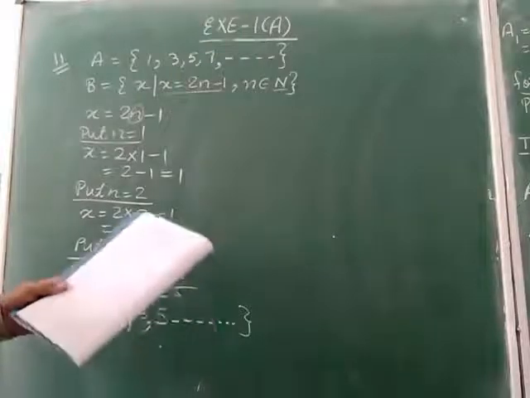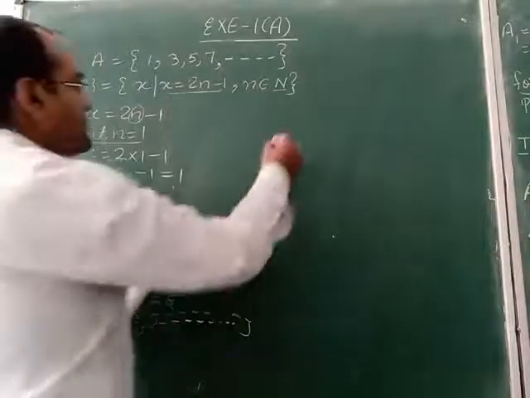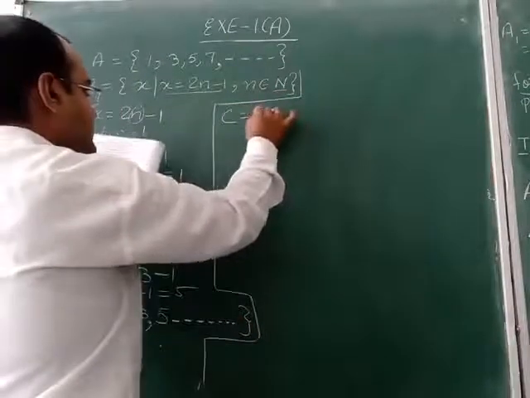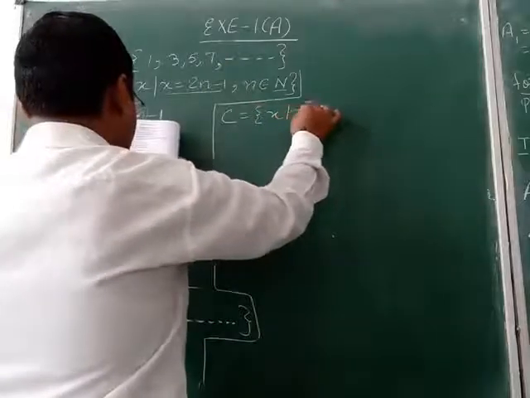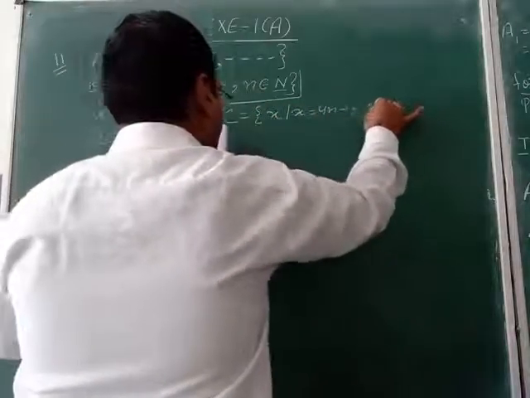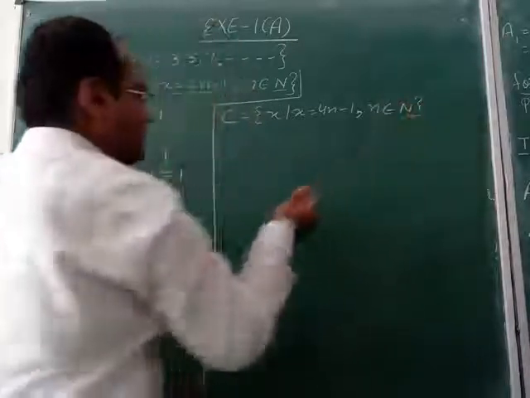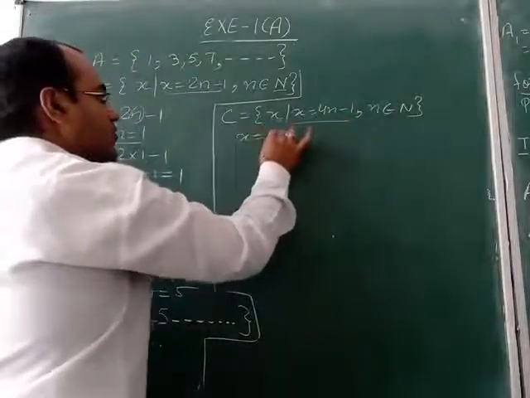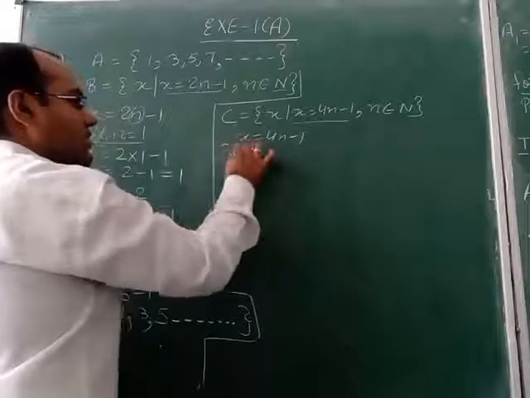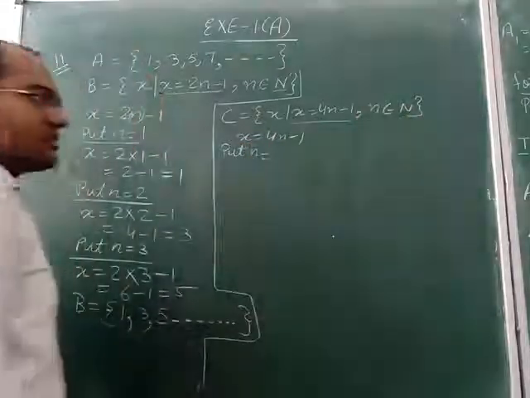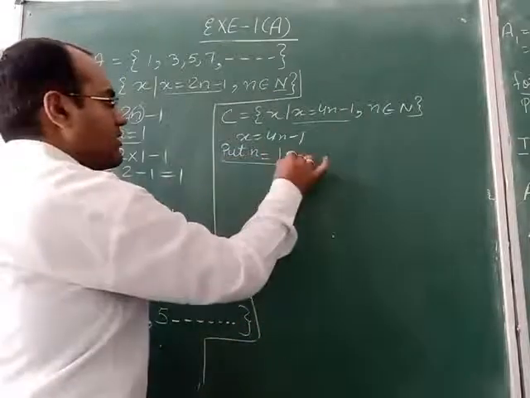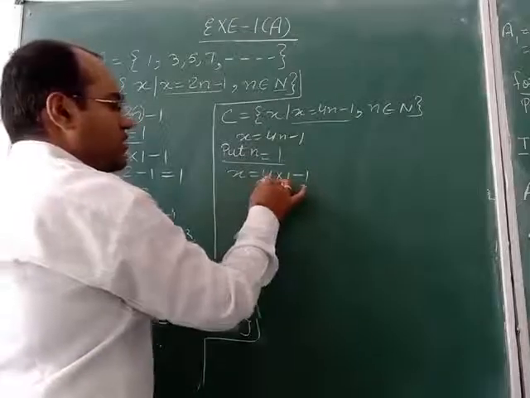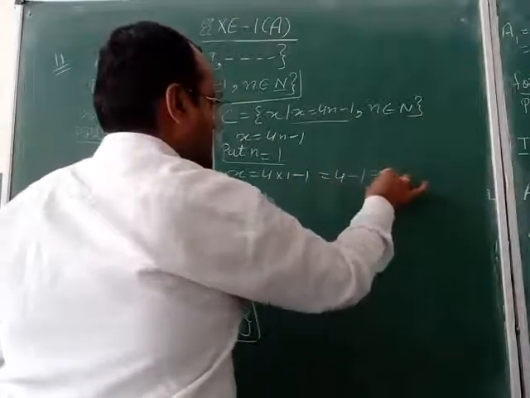Now we will do work for set C. C set is also given in the question. C is X such that X is equal to 4n minus 1, n belong to natural number. Here same work we have to do as we have done here. Formula is X is equal to 4n minus 1. We will put n values. N values are natural numbers. That means we have to put 1. N is equal to 1. When we will put n is equal to 1 here, so x is equal to 4 into 1 minus 1. That means 4 into 1, 4 minus 1, answer will be 3.